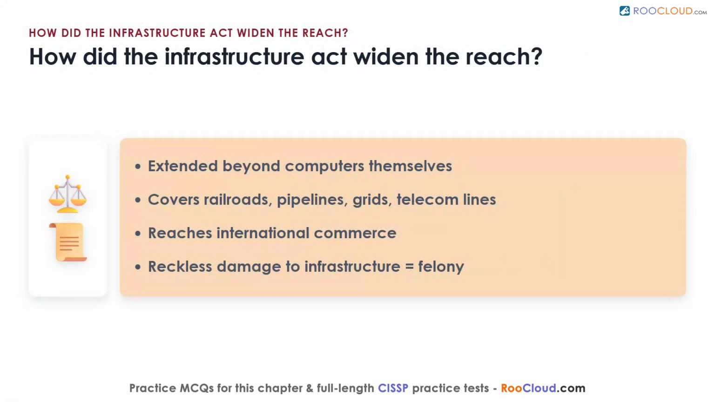How did the National Infrastructure Protection Act widen that reach? It stretched the fence beyond computers themselves. Lawmakers realized that attackers could cripple systems that were not just data centers. So the Act extended protection to railroads, pipelines, power grids, and telecommunications lines. It also reached beyond domestic borders to cover systems used in international commerce. And it treated any reckless act that damages critical infrastructure as a felony. Think of guarding not just the bank vault, but the roads and power lines that keep the bank running.